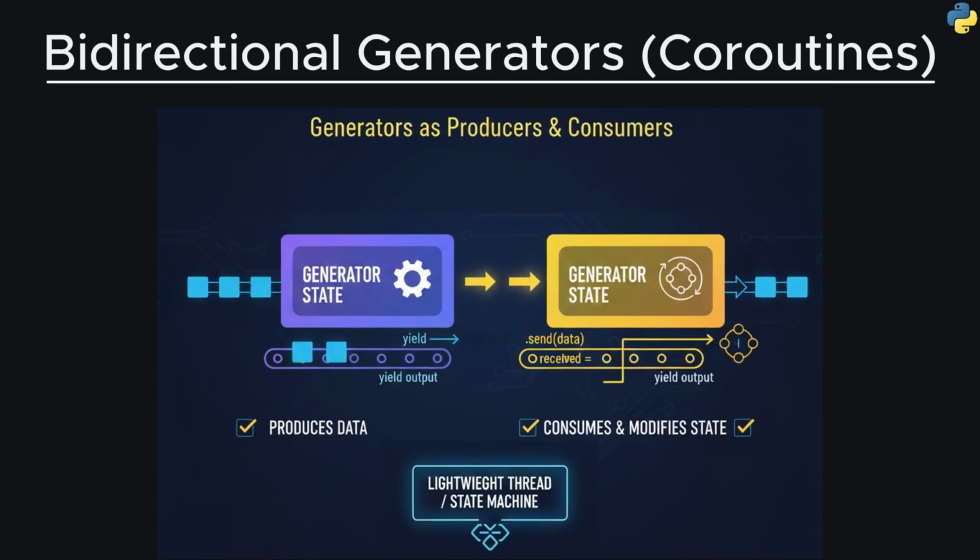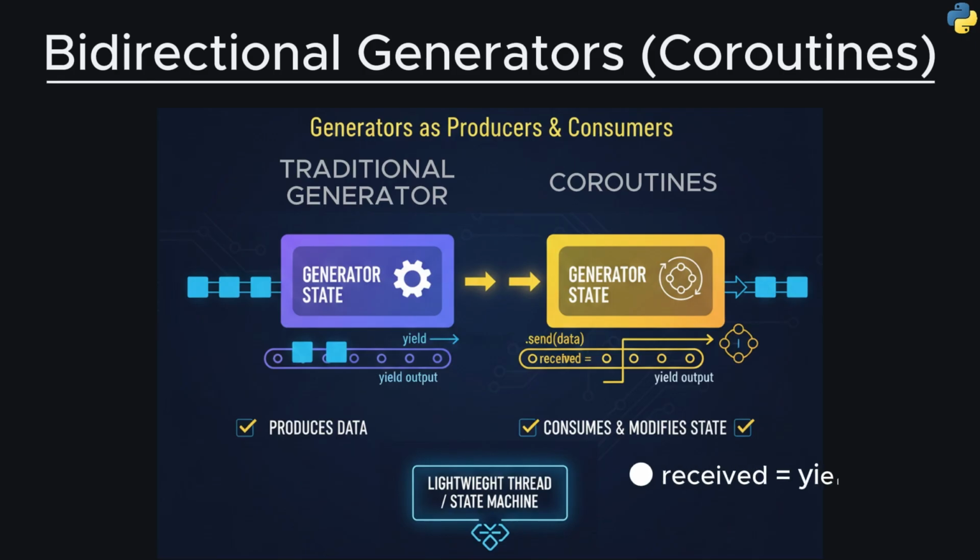And finally, bidirectional generators, coroutines. A generator isn't just a producer, it can be a consumer. By using received = yield output, you can use the .send method to inject data back into the generator while it's running. This transforms your generator into a lightweight thread or state machine.